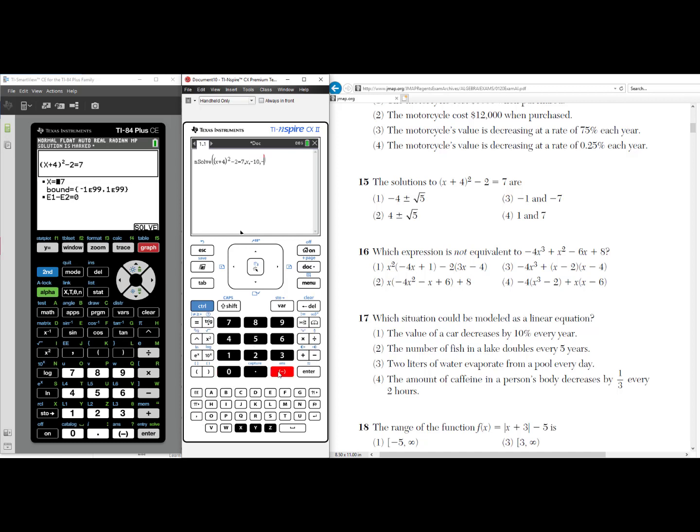to -5. When I press enter, I get -7. Up arrow into your history. Press enter to copy and paste.